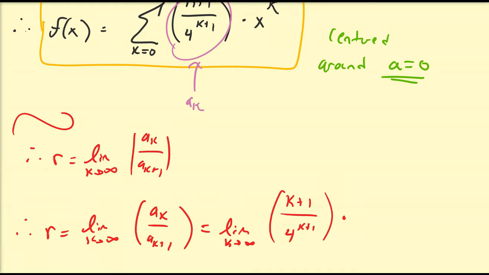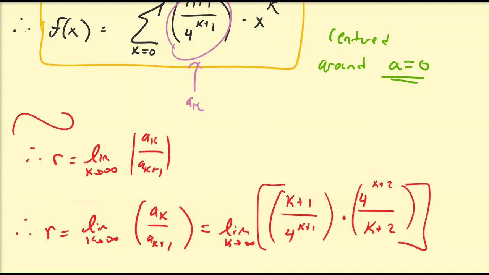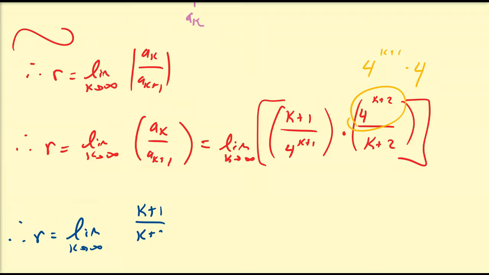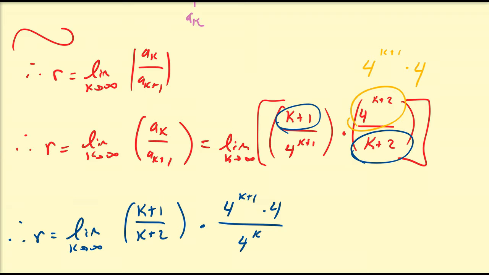And then divided, so I'm going to multiply by the reciprocal. So I'm going to add 1, so I'm going to have (k+2) all over 4^(k+2). So I need to take the limit as k goes to infinity of this expression. I can decompose 4^(k+2) into 4^(k+1) times 4. So r is equal to the limit as k goes to infinity of (k+1)/(k+2) times 4^(k+1) times 4, all over 4^(k+1).